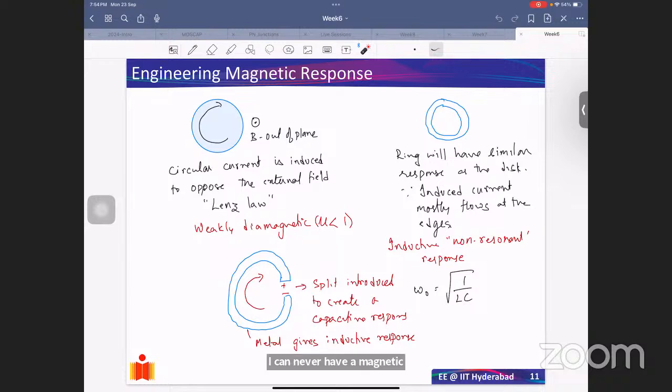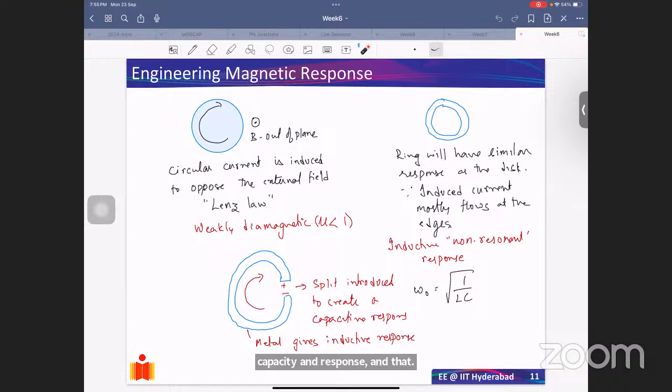Similarly with a ring structure, because of symmetry, the induced currents will flow in the opposite direction and still there will be no magnetic response. So the split ring has been introduced, and there are multiple ways to explain it in terms of capacitive and inductive response.